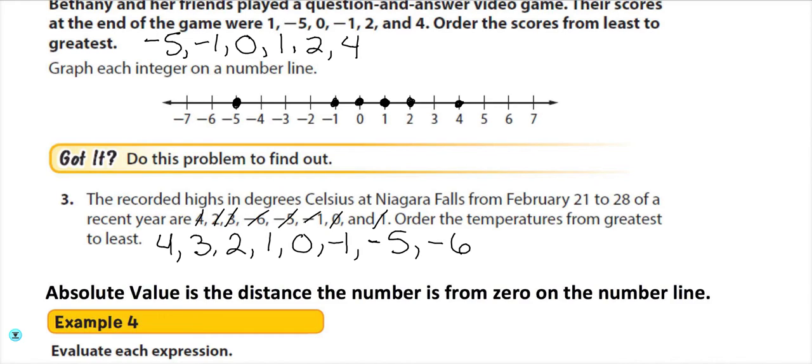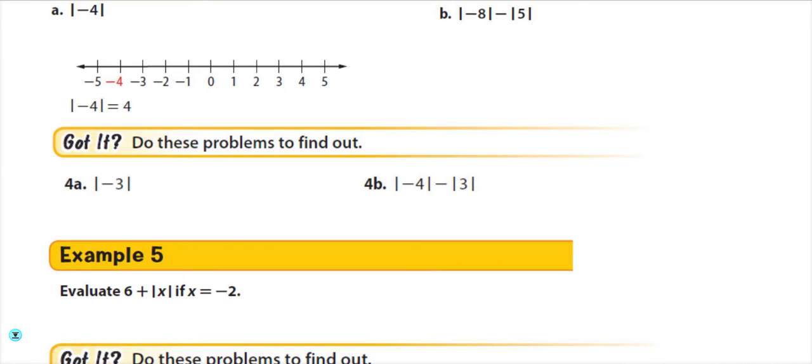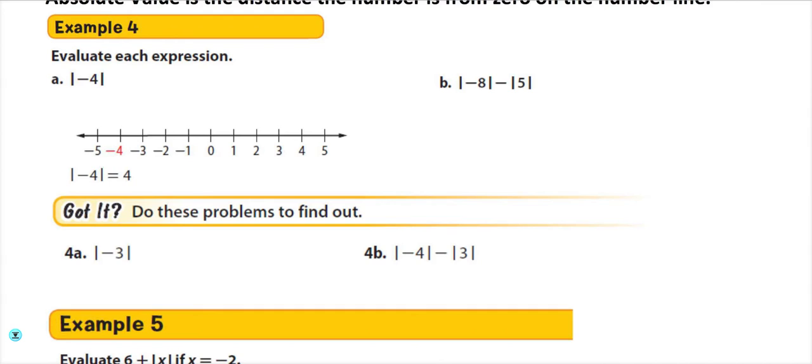Okay? All right, now we're going to switch gears, and we're going to take a look at absolute value. So let's just read what it says there. It says absolute value is the distance the number is from 0 on the number line. But really what you're doing is you're literally counting how many jumps or how many spaces or leaps, whatever you want to call it, from the number to 0.